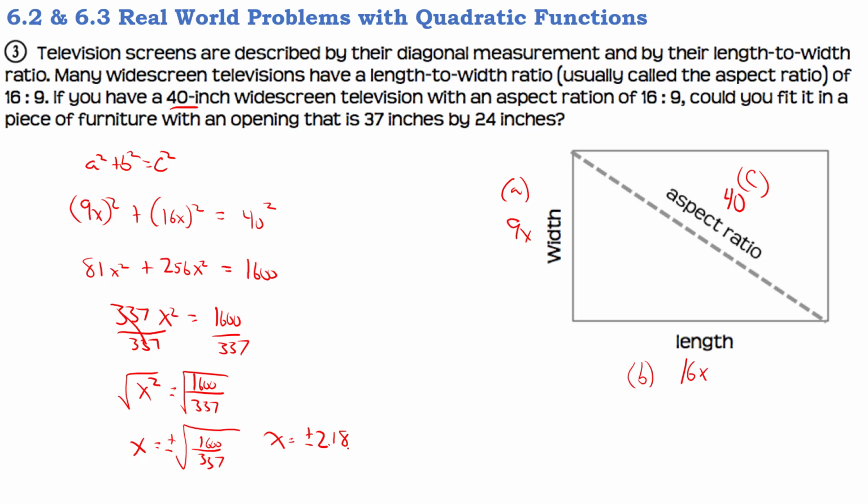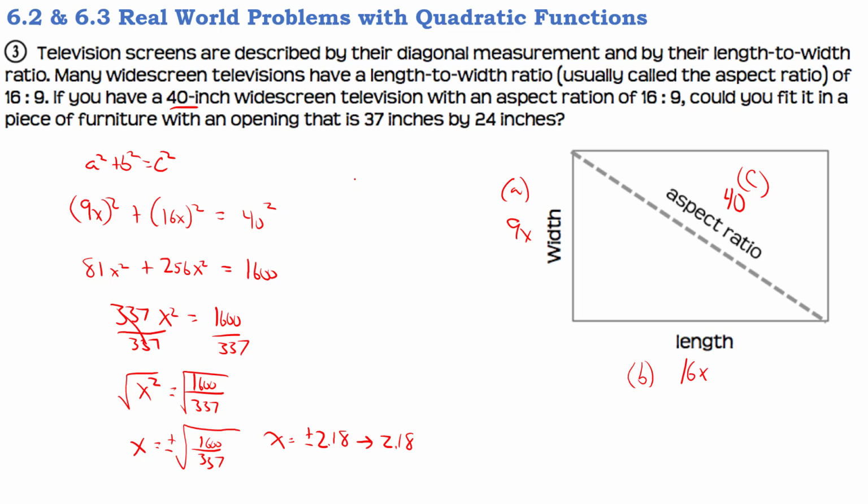Now, for the x value being negative, it would be kind of pointless, right? In the real world setup, you can't have a negative value of negative inches in the actual x value. So we're going to go ahead and use positive 2.18. So that'll help us with determining the overall width and length of this TV that has a diagonal of 40.